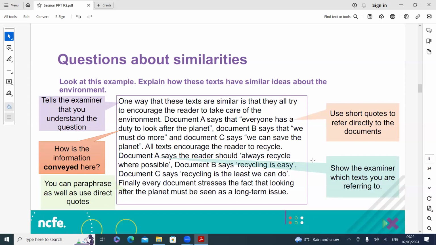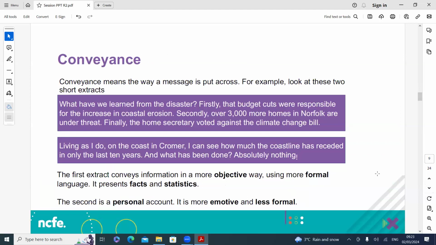And one of the most important things is to make sure that you are accurately referring to the texts. So if you're talking about what a document says, name the document. Document A, document B. Okay, so the examiner knows that you have taken that information directly from one of the documents. Okay, any questions about that? Okay, so conveyance is the way a message is put across.